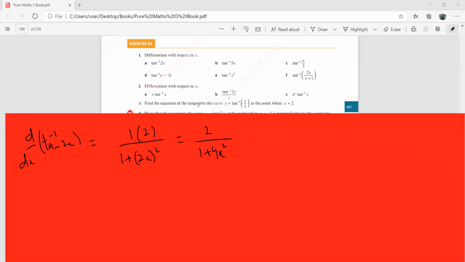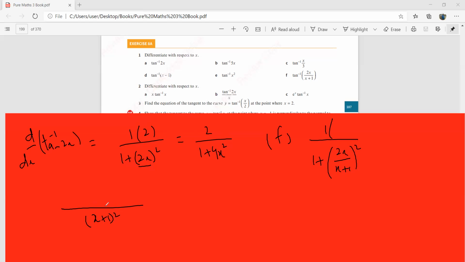Suppose you look at these parts here. For example, you look at the f part. So you have to find the derivative of tan inverse of 2x over x plus 1. So this will be 1 over 1 plus 2x over x plus 1 whole square. And then you should have its derivative up here, like the derivative of 2x over x plus 1. Let me do it here. This is going to be x plus 1 whole square.